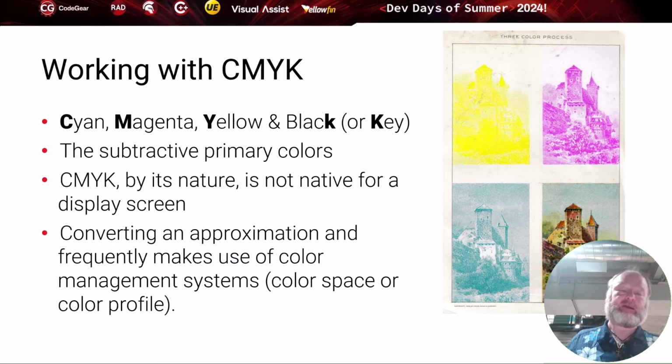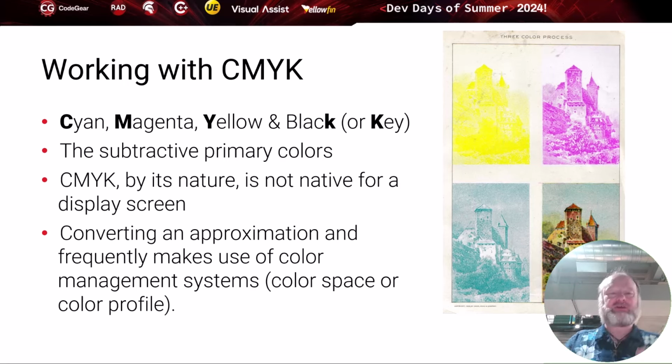CMYK. We talked about CMY being the subtractive primary colors. K is black or key. This is the color definition you use to print when you're putting on pigments. There's an example there of 3 colors, not showing the black there, but this is what you use for physical representations. By its nature, it doesn't fit on your screen. Your screen is light, whereas this is pigment.